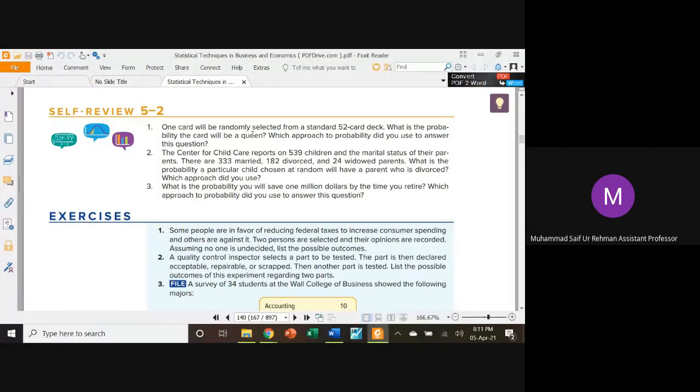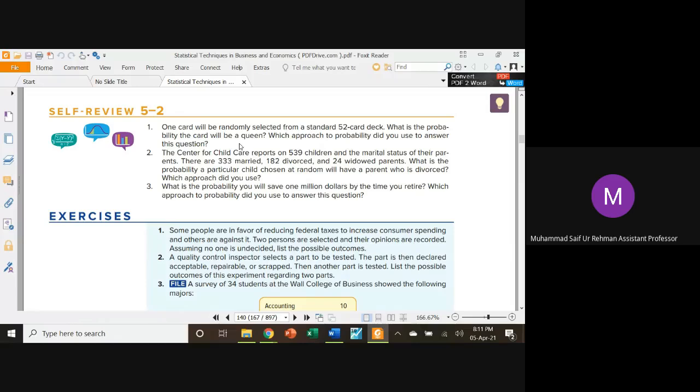One card will be randomly selected from a deck of 52 cards. What is the probability the card will be a queen? Which approach to probability did you use to answer this question? So in detail, I shall explain what we mean by cards, because some students are not familiar with cards. Basically, there are diamonds and hearts and clubs, and these are 52 cards in total. Out of these, we will solve different questions. But let's say there are 52 cards. What is the probability the card will be a queen?